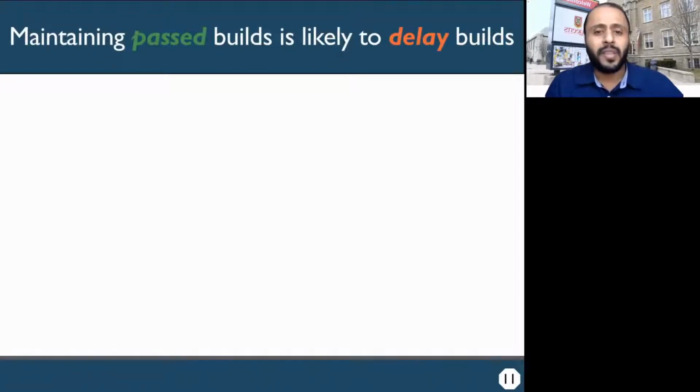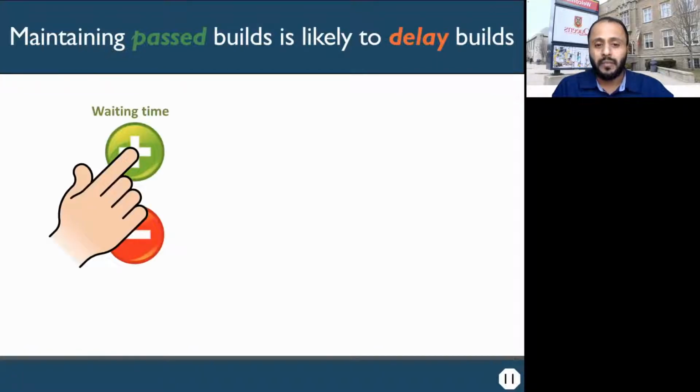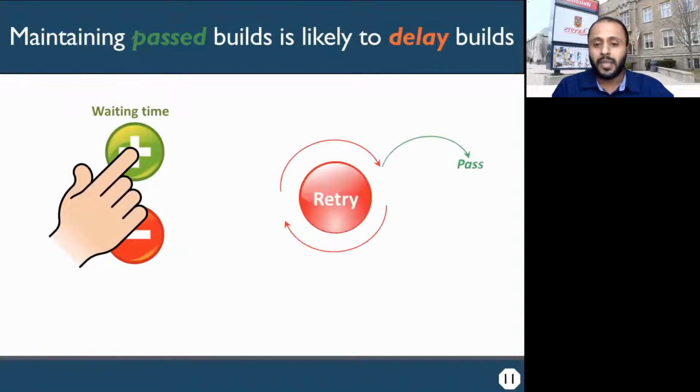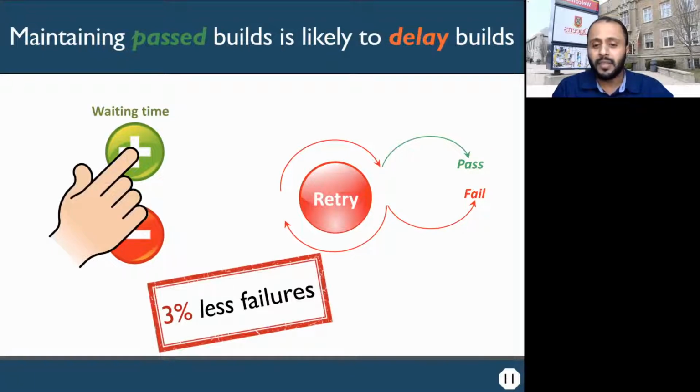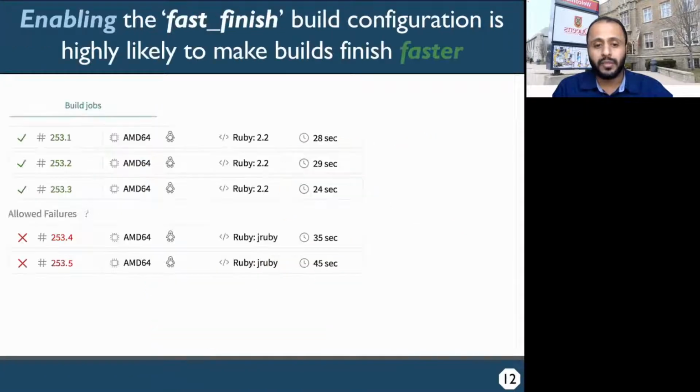For example, we found this practice that developers may try to maintain successful builds to avoid build failures, but that practice actually delays the generation of software builds. For example, developers might increase the waiting time for commands or tests, or keep retrying running the commands multiple times to avoid build failures. However, we found that these practices only give a 3% reduction of build failures while increasing the number of long build durations generated.